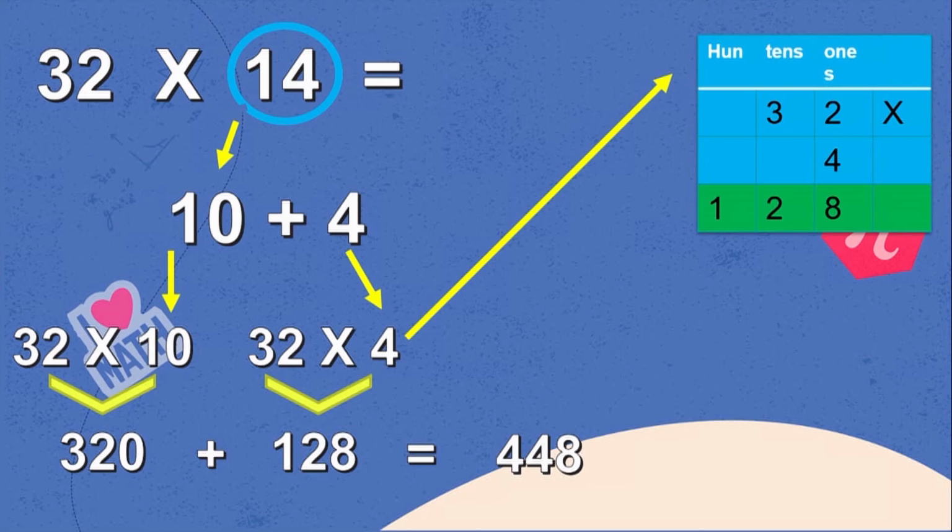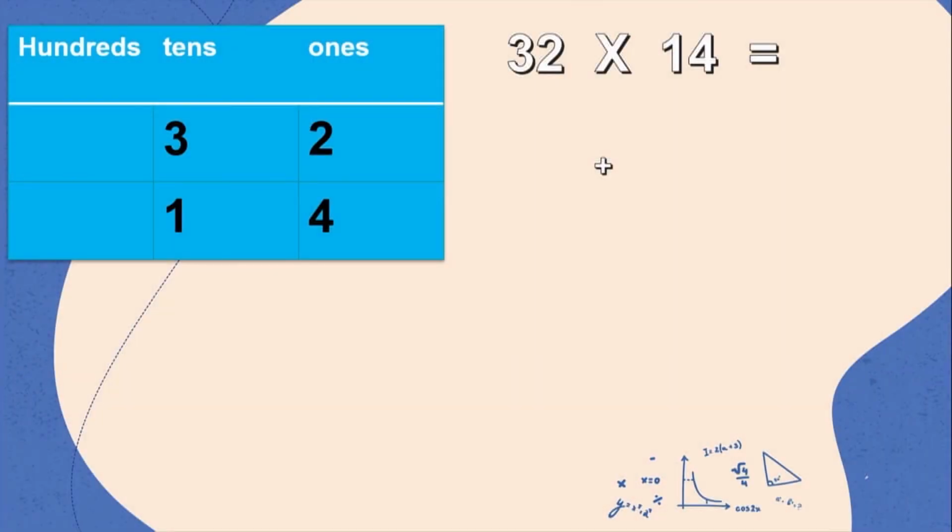Did you get 448? Excellent. So what we just looked at was doing it horizontally, and you all did an excellent job. But let's look at it a different way. We can work this same sum out vertically.